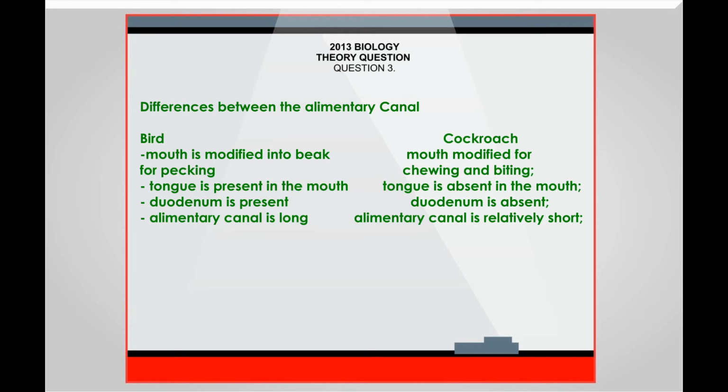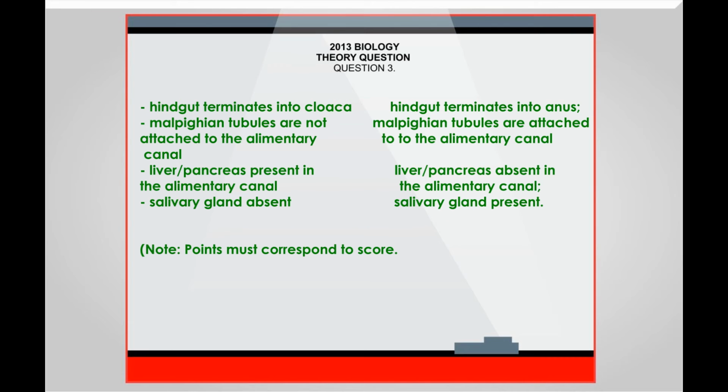Bird, tongue is present in the mouth. Cockroach, tongue is absent in the mouth. Bird, duodenum is present. Cockroach, duodenum is absent. Bird, alimentary canal is long. Cockroach, alimentary canal is relatively short. Bird, hindgut terminates into cloaca. Cockroach, hindgut terminates into anus.